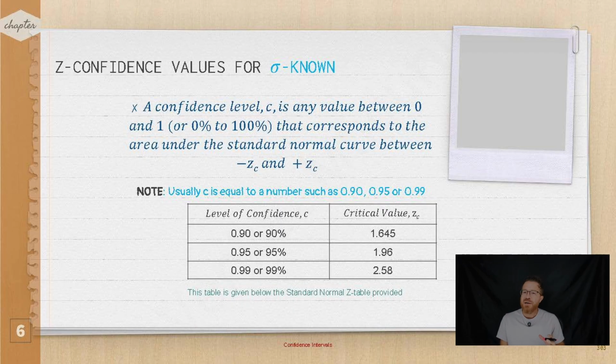So now let's actually talk about what a confidence interval actually is. So a confidence level C is any value between 0 and 1, that is to say 0 to 100%, that corresponds to the area under a standard normal curve between two values, negative Zc, which we'll call Z critical, and Zc for Z critical. So pretty much what this means is this.